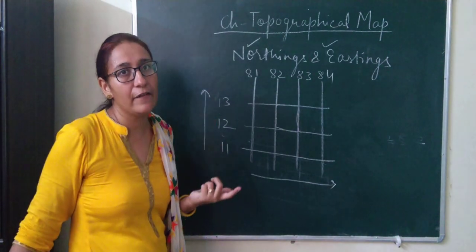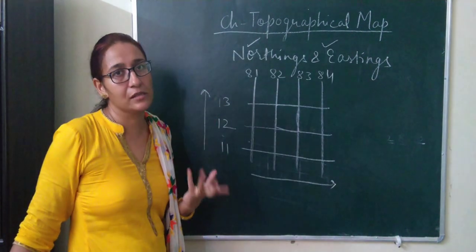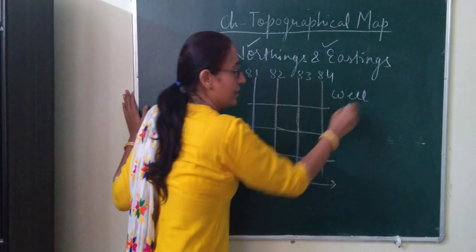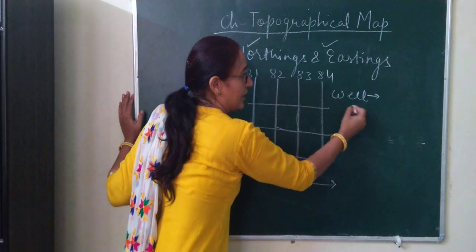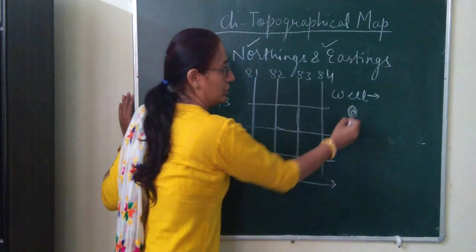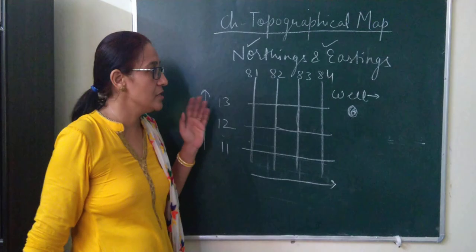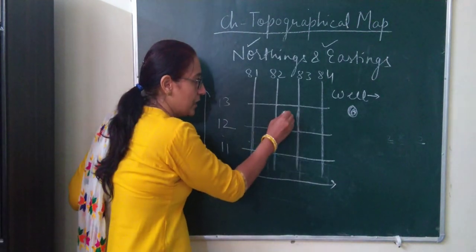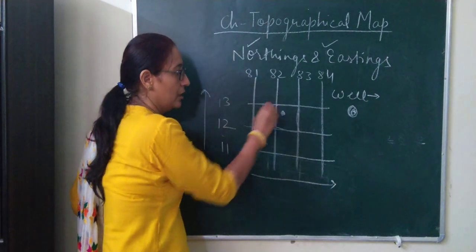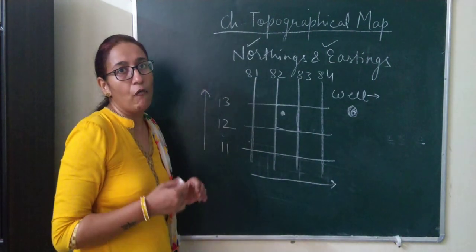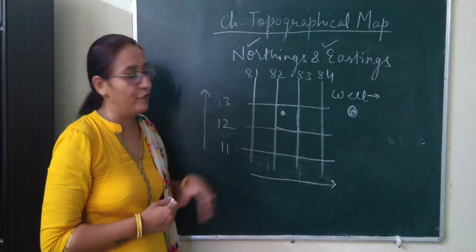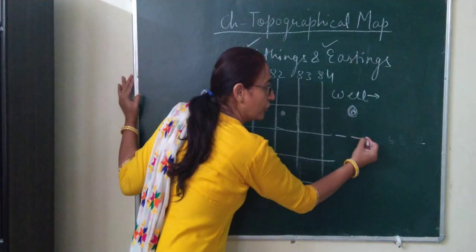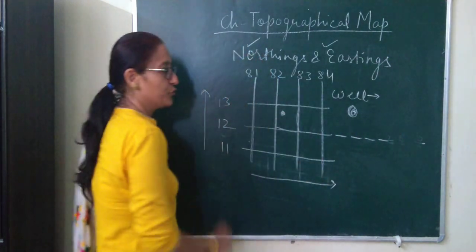So I am taking one example here, one symbol, the symbol for a well. What is the symbol for a well? That is the blue dot. So blue dot is used for a well. So I am making this symbol here, blue dot is here, and the question is, what is the 4 figure grid reference of this well? So we have to find out the 4 figure grid reference of this well.